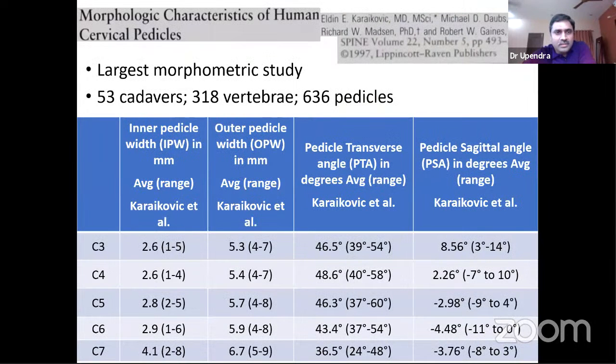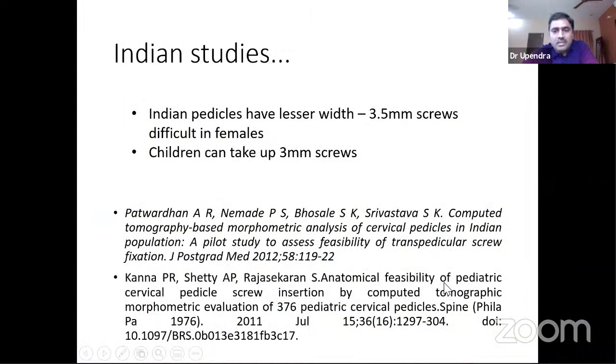Now, if you see the morphometric studies, most of them have shown that the inner pedicle width is less than 3 mm in the lower cervical spine. The outer pedicle width is somewhere in 5 to 6 mm, and the transverse pedicle angle is somewhere between 45 to 50 degrees, except in C7. Apart from that, if you see the sagittal angle, the C3, C4 are slightly cranially directed, and C5 to C7 are slightly caudally directed.